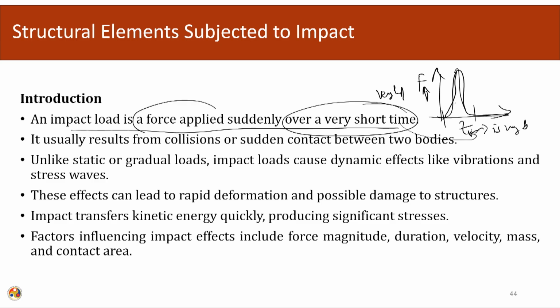Impact normally comes from a collision type of event or sudden contact between two bodies. Unlike static or gradual loading, impact load causes a dynamic effect. It is going to cause vibration and the propagation of stress waves in the system, as we have seen earlier. This effect leads to rapid deformation and possible damage in the structure. Due to the rapid deformation, we can see that the magnitude of the force is very high and it is applied in a very short time.